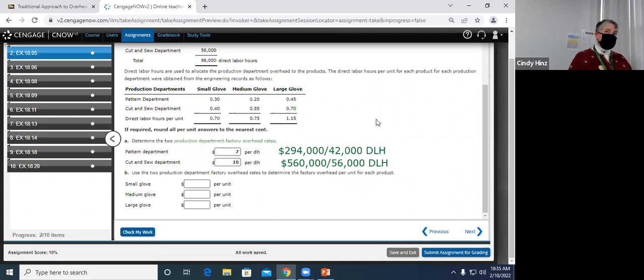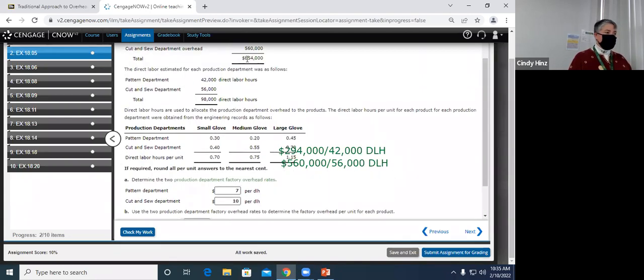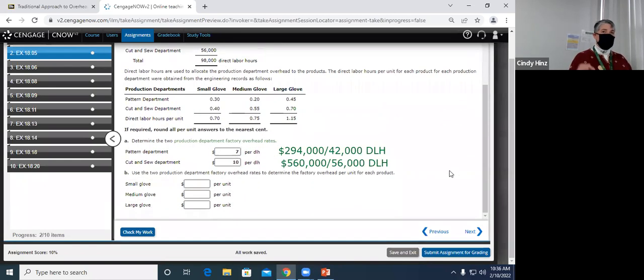If we were using the traditional approach, we would have allocated the entire $854,000 in overhead based on the 98,000 direct labor hours, and every direct labor hour would be allocated the same overhead. The rate would be somewhere between the 7 and 10.